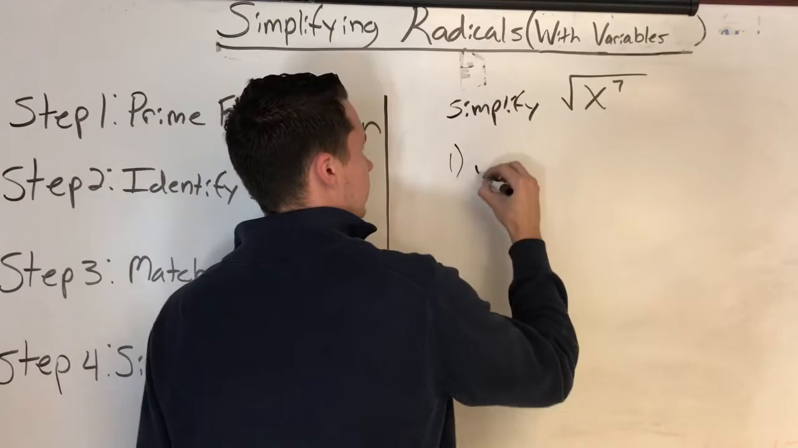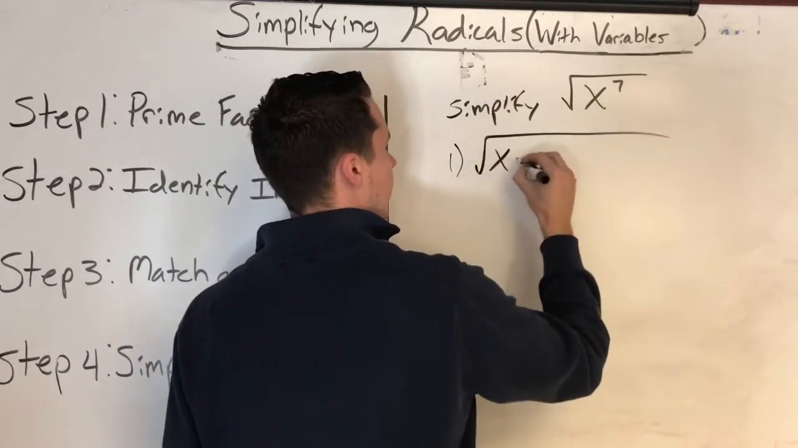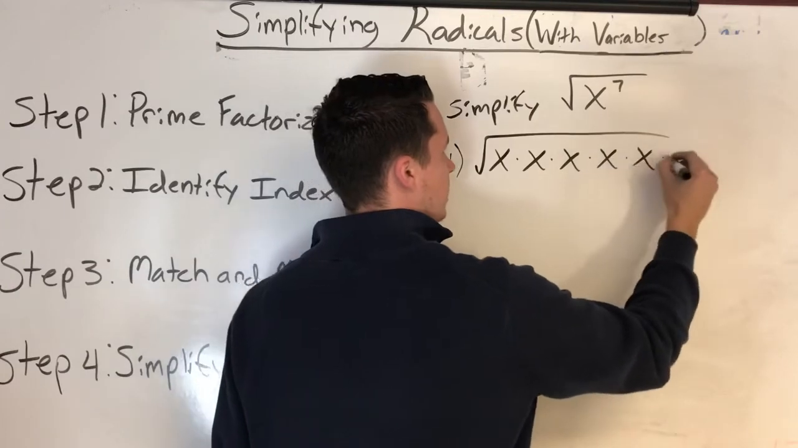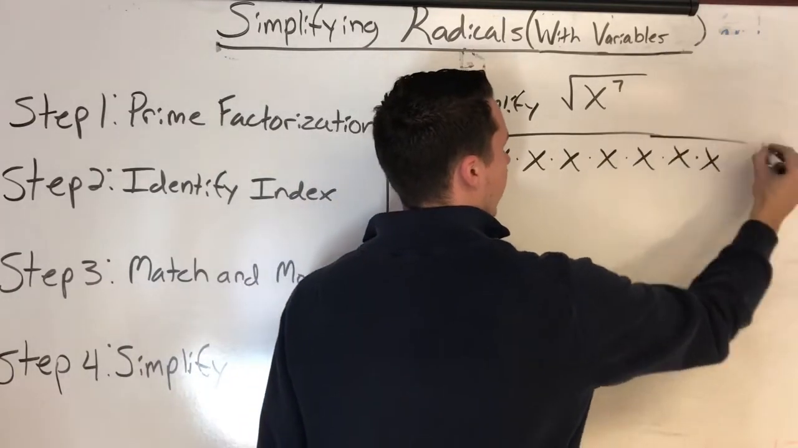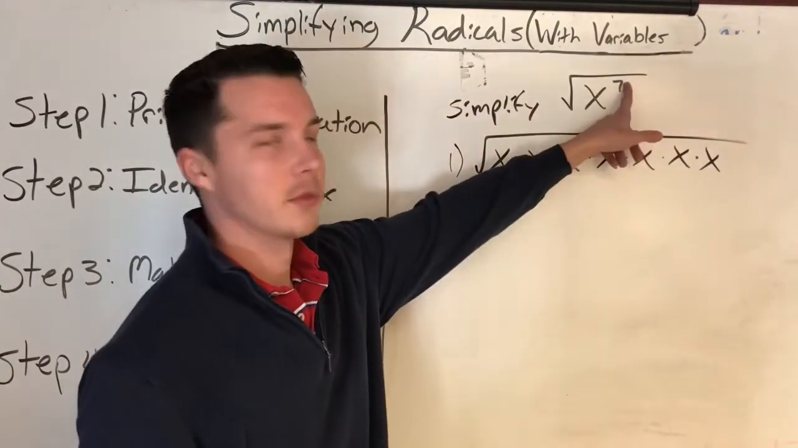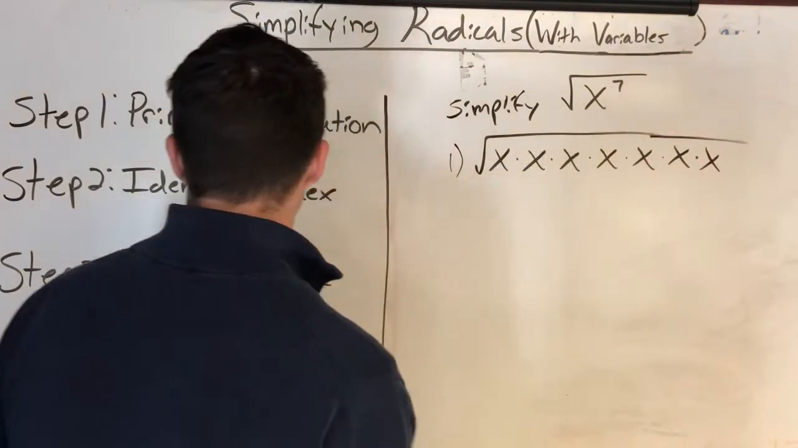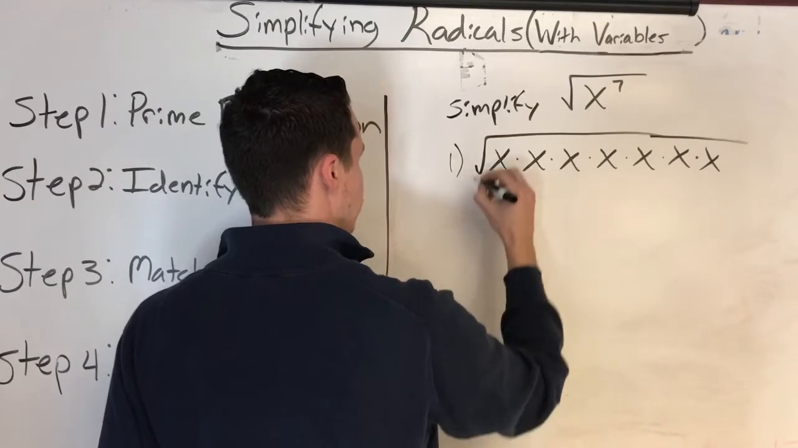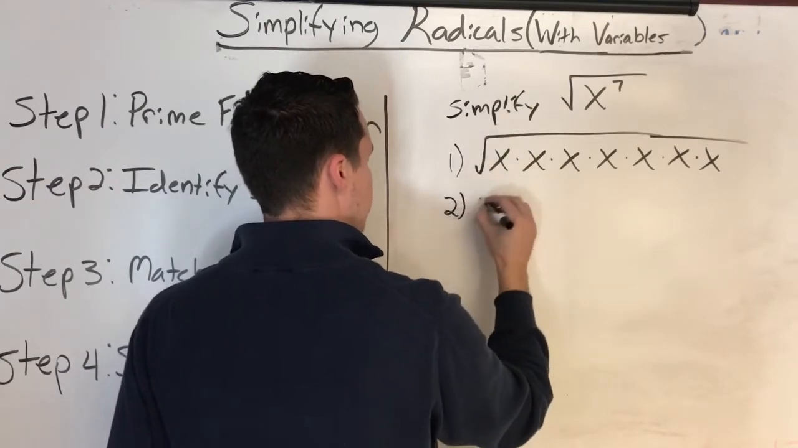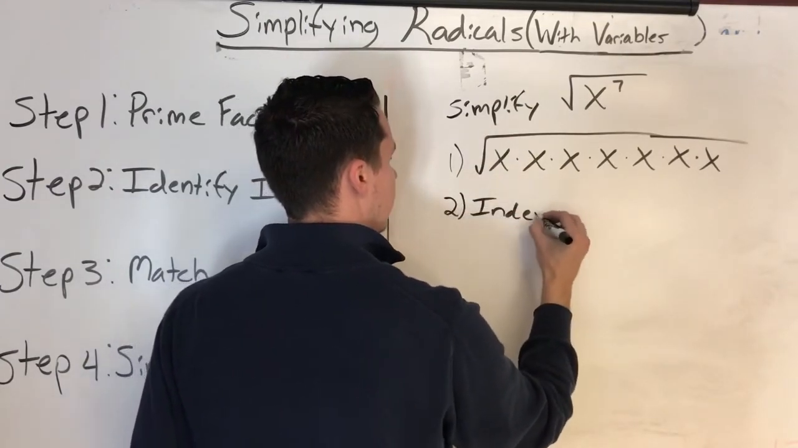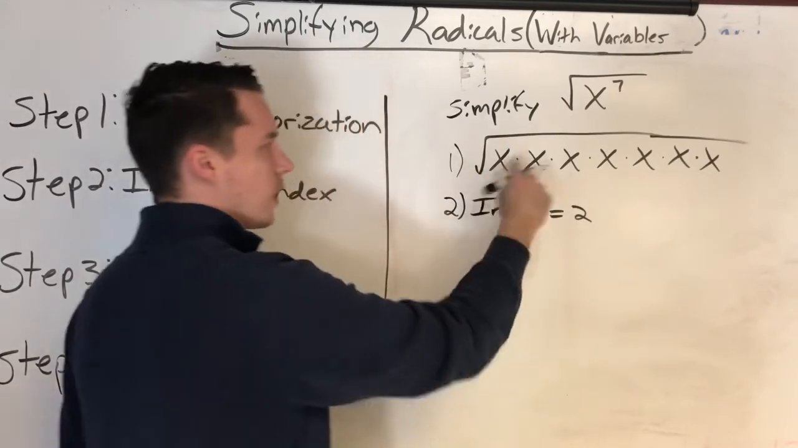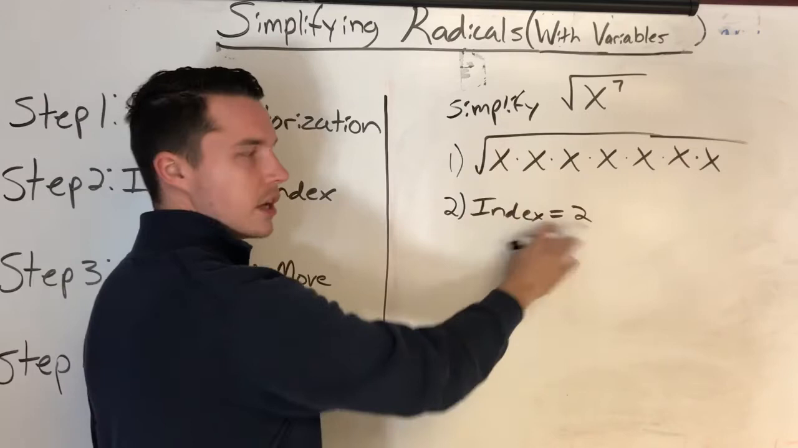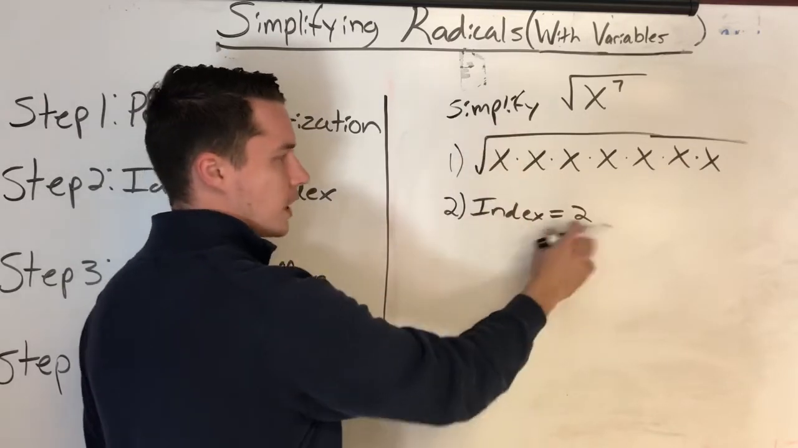So this is real simple. We're going to get the square root of x times x times x times x times x times x times x. Now, why did I put 7 x's here? Because that's the number we have right there. So the very next step is to identify our index, and you might remember from a previous video that in this particular case our index equals 2. We have a square root, so there's an imaginary 2 right here. If it was cubed root, there'd be a 3, our index would be 3. If there was a 4 here, our index would be 4.